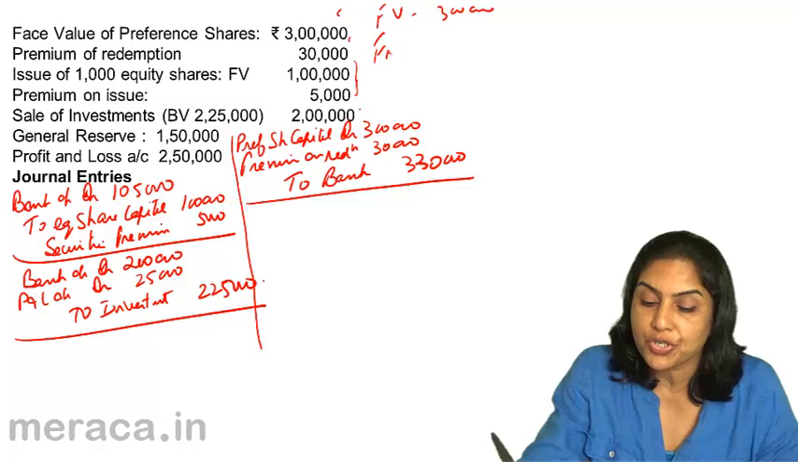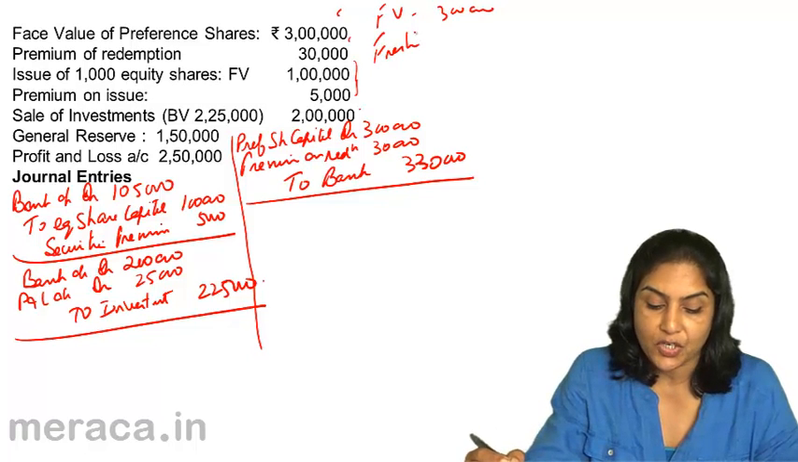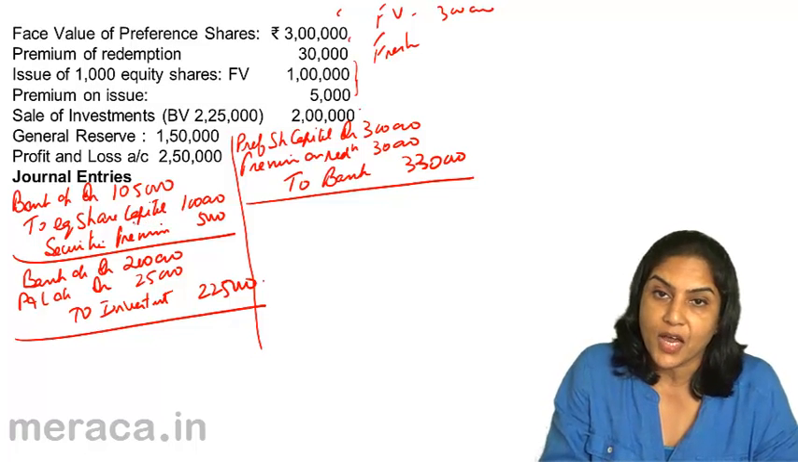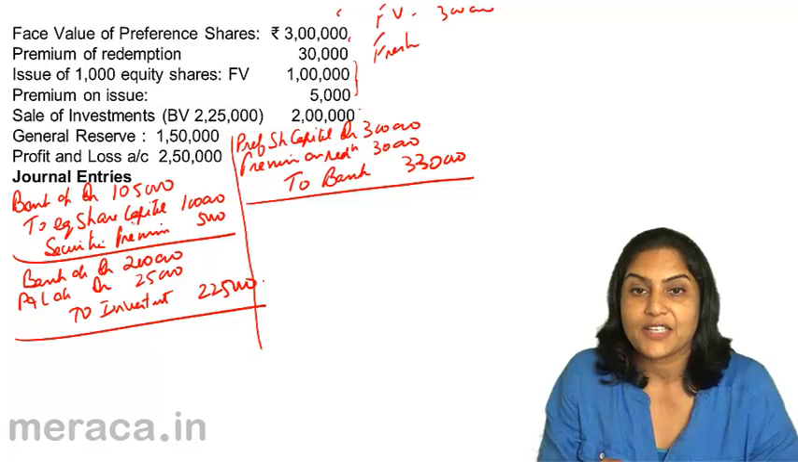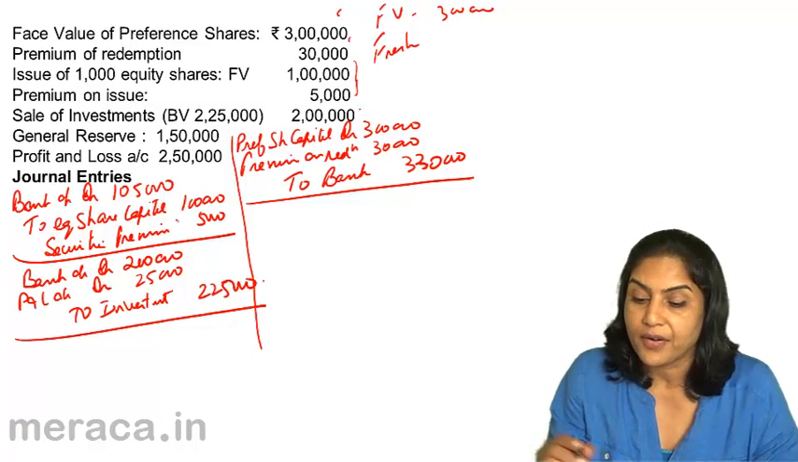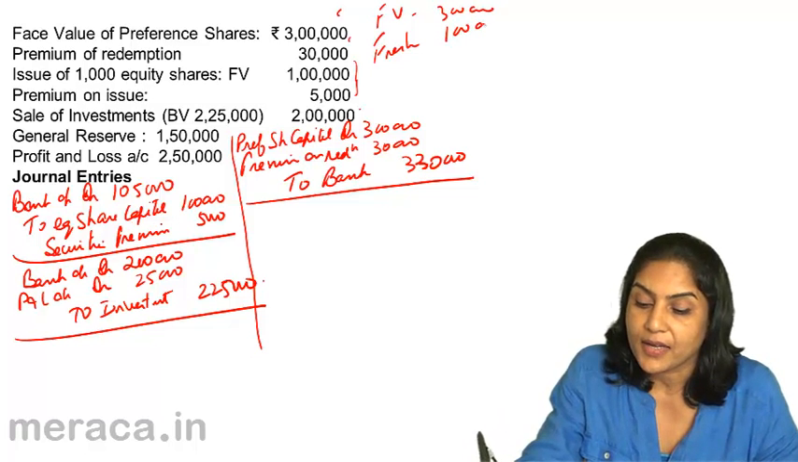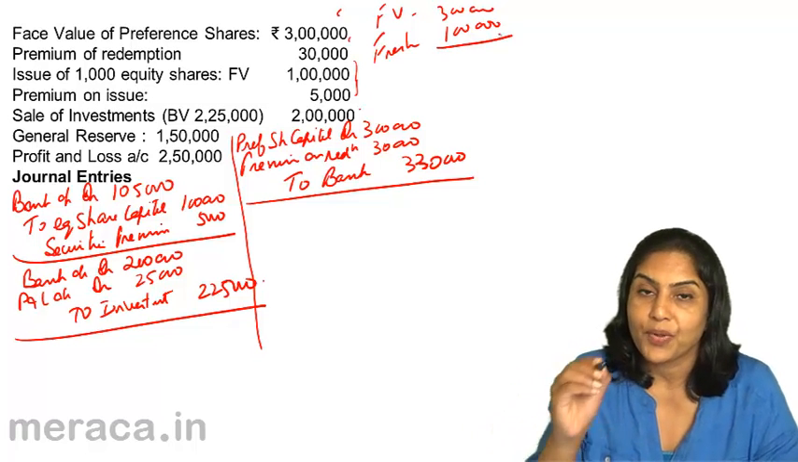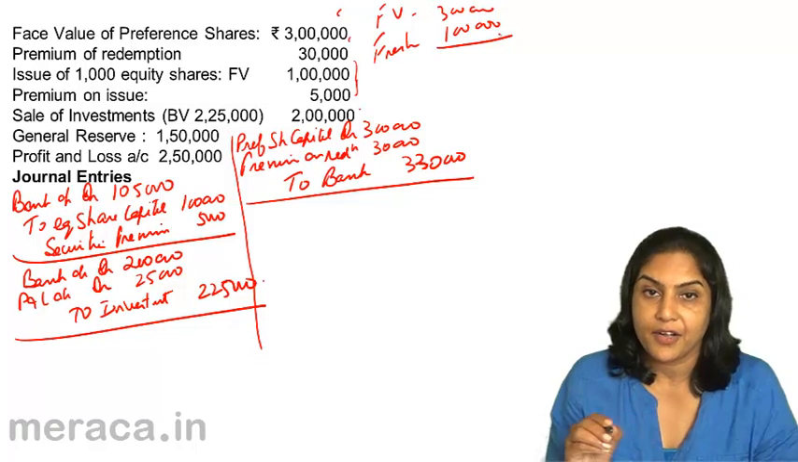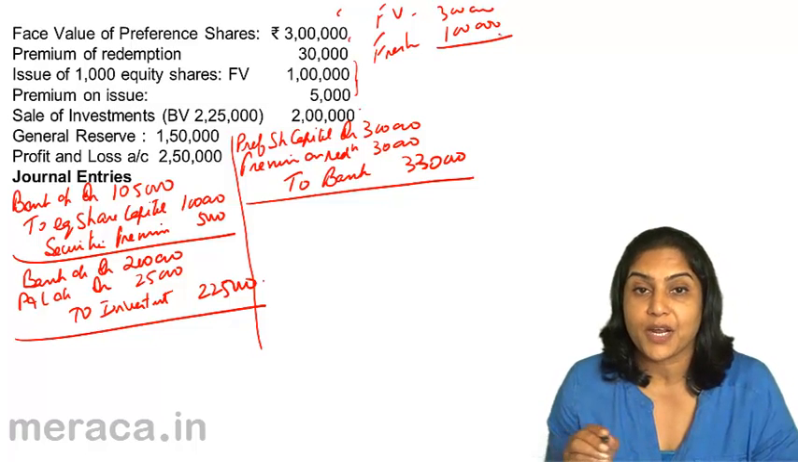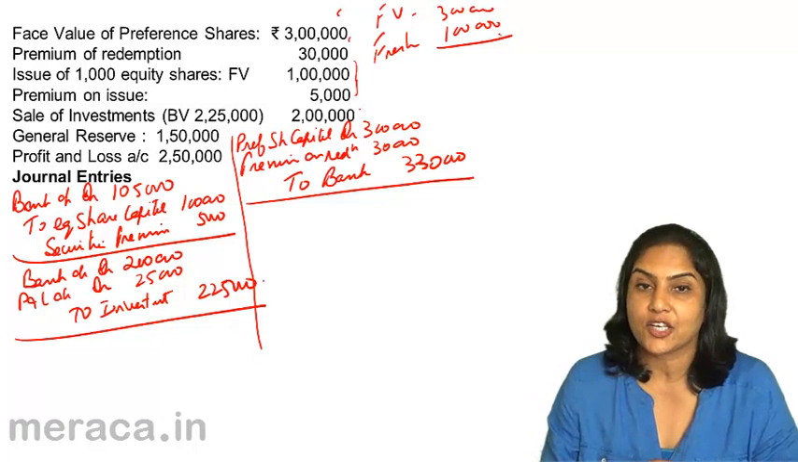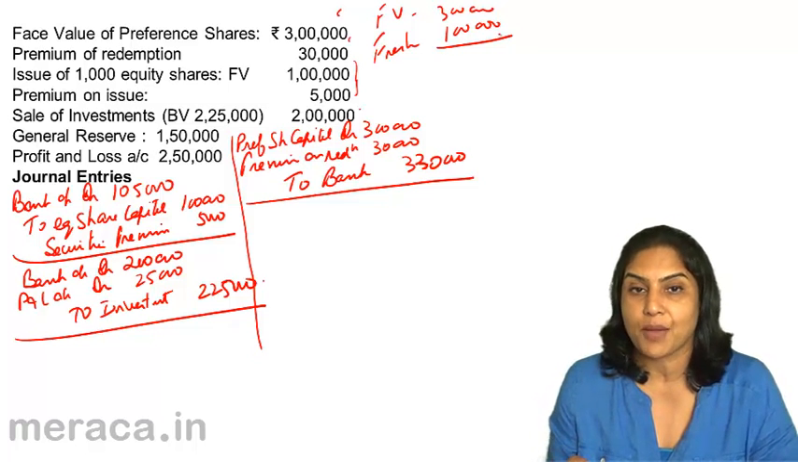Proceeds of fresh issue, how many shares we are talking about? We are talking about 1,000 shares. Proceeds of fresh issue is 1,000 into face value. 1,000 into 100, that is 1 lakh. So for proceeds of fresh issue, we consider 100 face value or issue price, whichever is lower. So we took 100. But when we were raising cash resources, that had nothing to do with the capital structure.